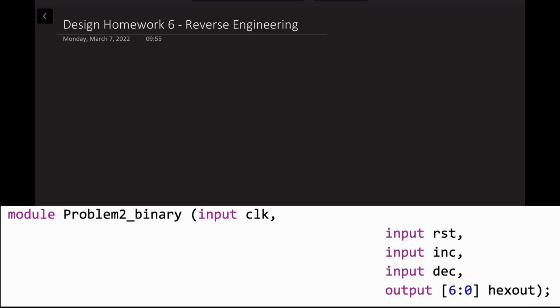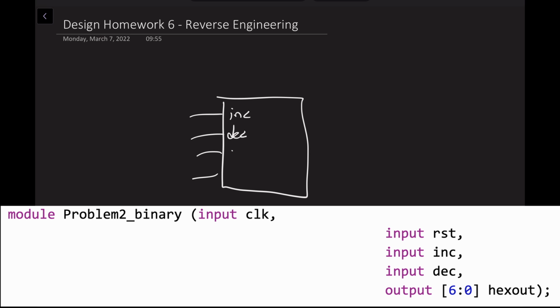And first things first, I'm actually just going to start at the top. So in this, what we've done is we've defined a module. And if we look at it, we say that there's an input. There's at least 4 inputs. So we've got increment, decrement, we've got clock, and reset. On the output, we have a 7-bit bus, which is called hex out 6 down 0. So we have a 7-bit output.